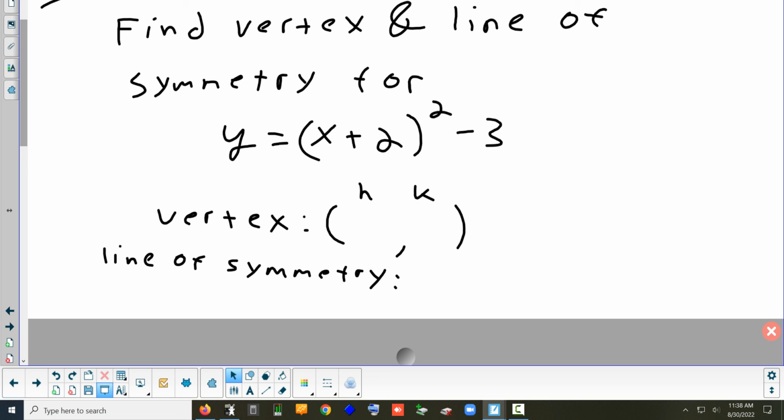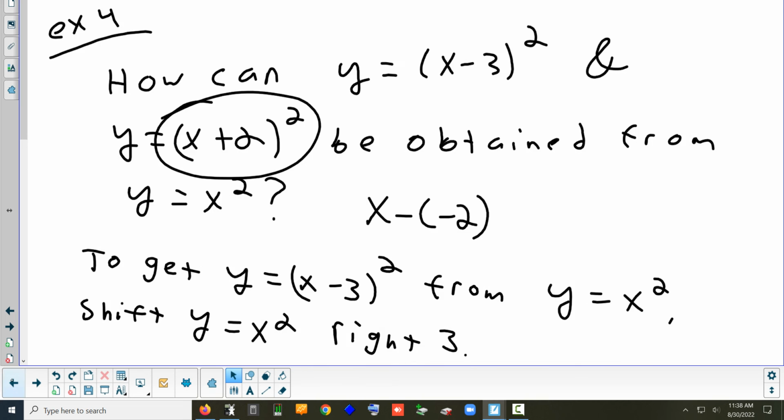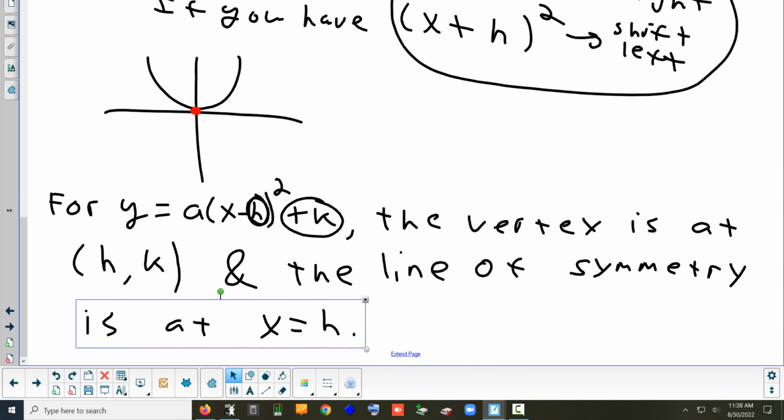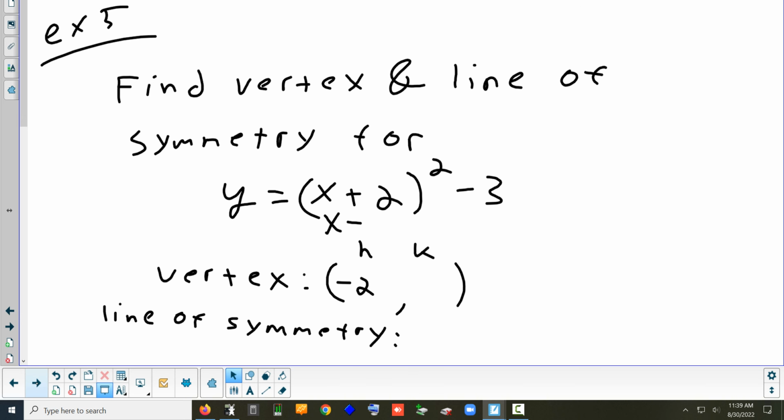What's the H value in this one? -2. But you said the line of symmetry was X equals K. Sorry, X equals H. So the vertex has been shifted left 2 units. So H is -2. If you get confused, think of it like this: X minus. Wouldn't the line of symmetry be X equals H? Because H is X. Yes, so X equals H.